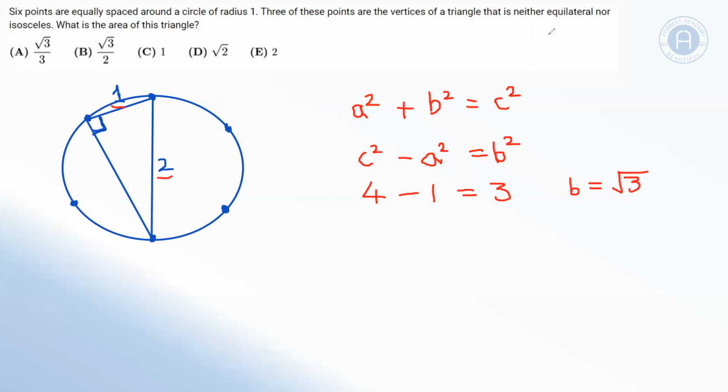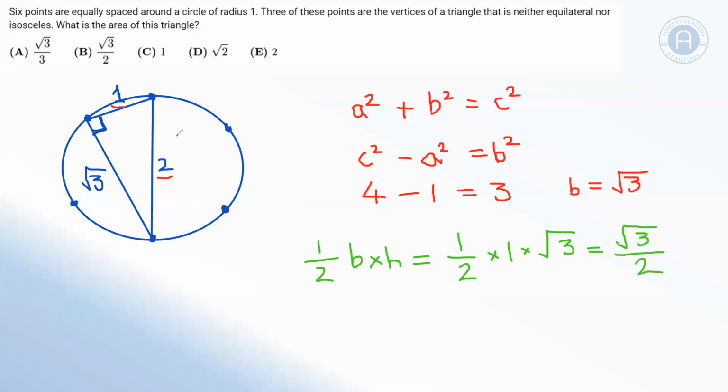Okay, so now we have all of the sides to our triangle. Let's look at finding the area of this one. Well, we have a right angle here, so therefore we can use 1 and root 3 as the height and the base of our triangle. So half base times height. And in this case, that is going to be half of 1 times root 3, which gives us the answer of root 3 over 2. And that is our answer B of our multiple choices.